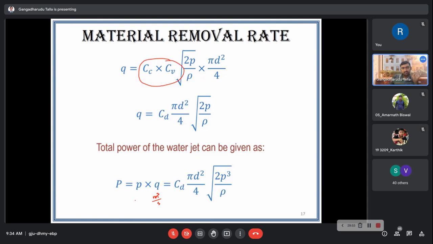Now pressure is Newton per mm square. So you can cancel out this. So Newton mm per second is power only. Okay, or Newton meter per second is watt. So P into Q, so you multiply those two. Okay, so if the P is going inside this square root, it will become P cube.